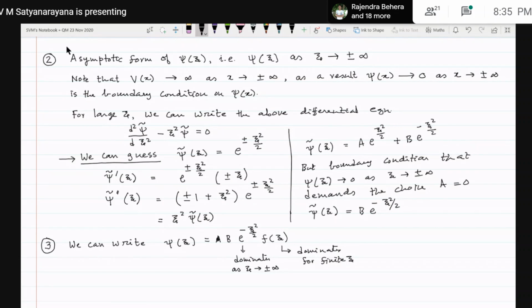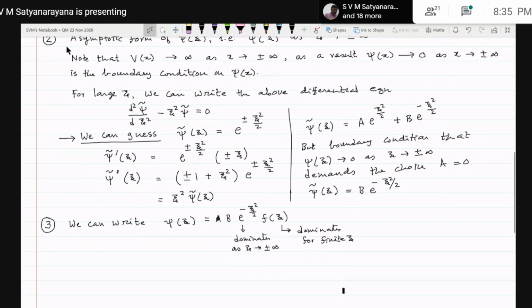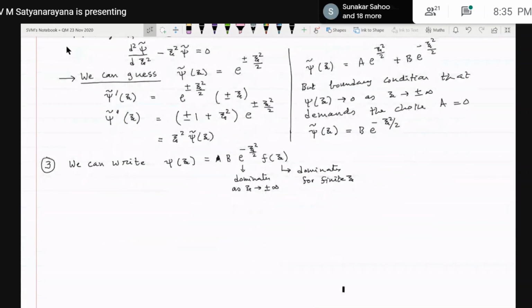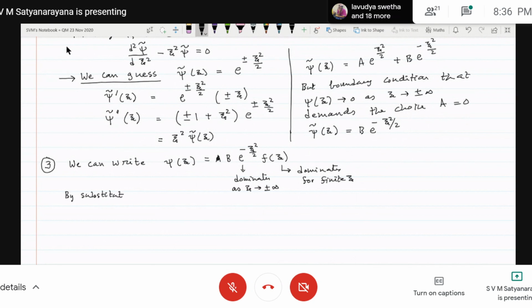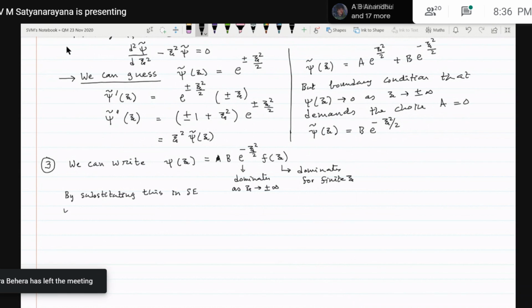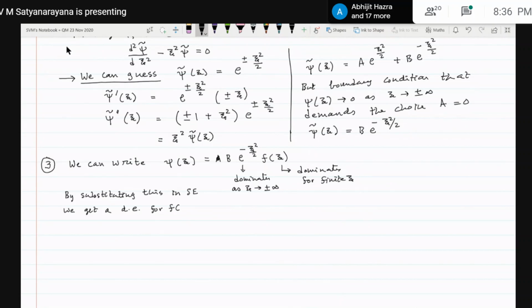So we have this psi of xi written in this fashion, and now what we are going to do is substitute this in the Schrodinger equation, and we get a differential equation for the function f of xi.